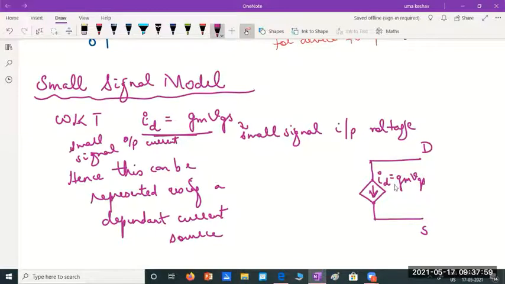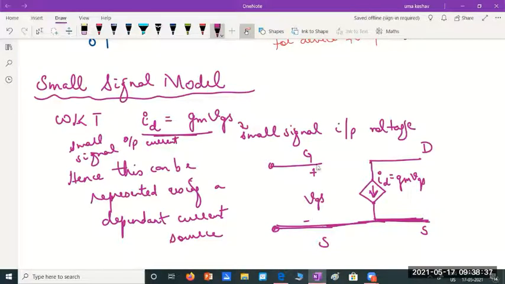And what does this current source depend upon? It depends on the input voltage between gate and source terminals, which is VGS. Remember, this source terminal is common between input and output. So I'll consider this source terminal to be common, and we have the input voltage as small signal VGS, and the output current source depends on this input voltage VGS.